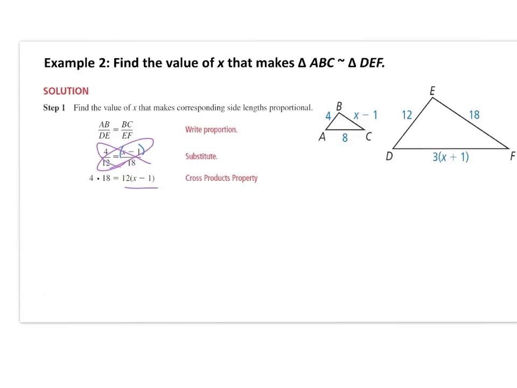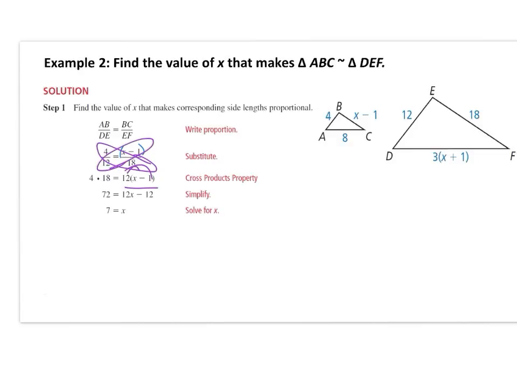And then on the other side, our other cross product, which is 4 times 18. And then make sure you distribute. So I'll distribute the 12 to get rid of the parentheses, so we get 12x minus 12 on one side, 4 times 18 equals 72 on the other side.